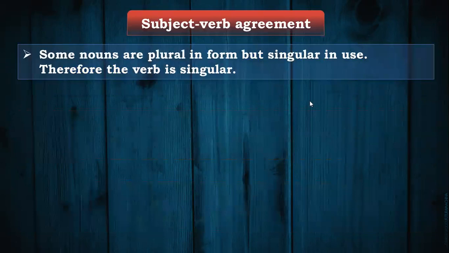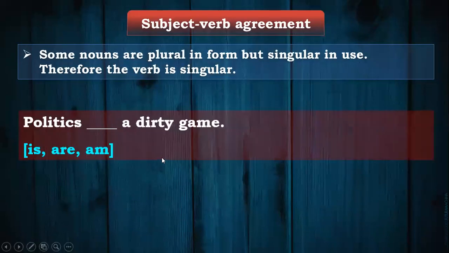Now, here we come with another interesting fact about subject and verb agreement. That is, some nouns are plural in form. For example, mathematics, right? Economics or politics. In this case, we have S with it. That is politics, S, economics, S, mathematics, S. Well, news, correct? In this case, we consider it as a singular noun. So politics is a dirty game. Isn't it easy?